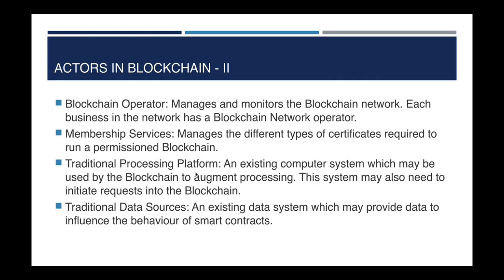Traditional processing platform: an existing computer system which may be used by the blockchain to augment processing. This system may also need to initiate requests into the blockchain. Traditional data sources: an existing data system which may provide data to influence the behavior of smart contracts.